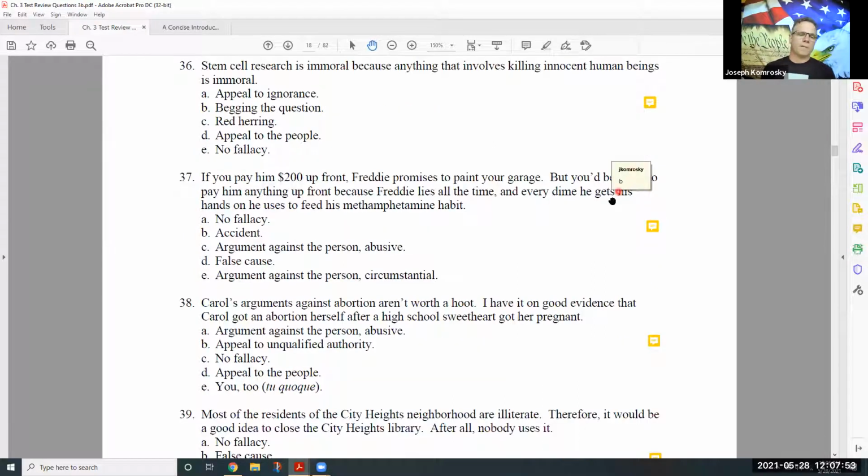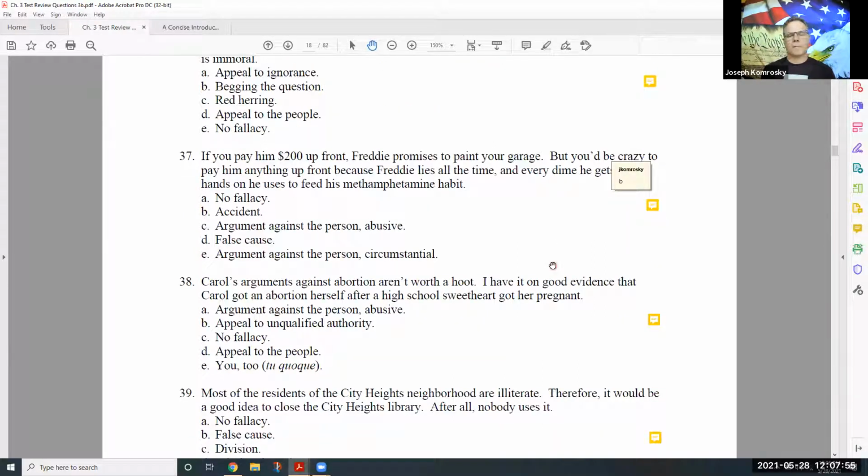37. If you pay him $200 up front, Freddie promises to paint your garage, but you'd be crazy to pay him anything up front because Freddie lies all the time, and every dime he gets his hands on, he uses to feed his methamphetamine habit. Whoa.